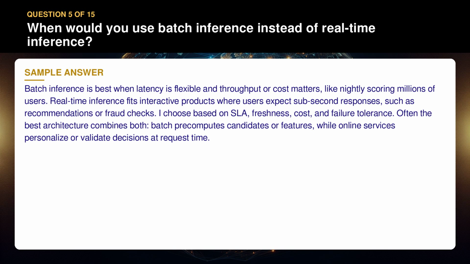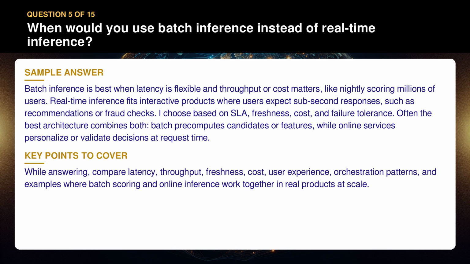Batch precomputes candidates or features, while online services personalize or validate decisions at request time. While answering, compare latency, throughput, freshness, cost, user experience, orchestration patterns, and examples where batch scoring and online inference work together in real products at scale.